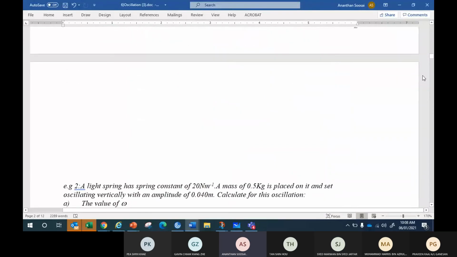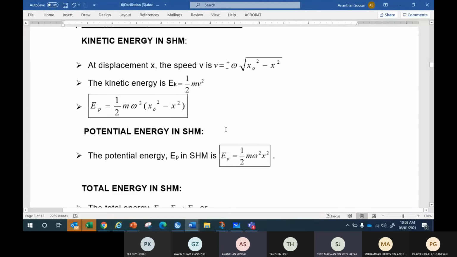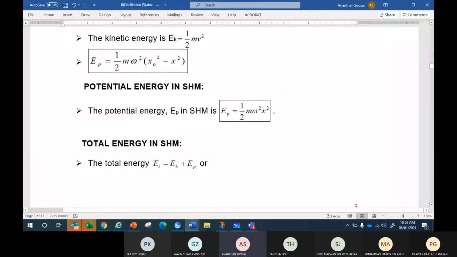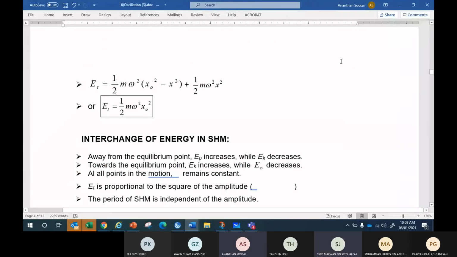Then now we talk about energy, that day, yesterday. So energy is found to be, these are the two formulas for energy. There is a mistake here. On top should be EK. This is your EK, kinetic energy. Kinetic energy is half m omega squared, x naught squared minus x squared. Potential energy is half m omega squared x squared. How the graph looks like? So this is the total energy formula.